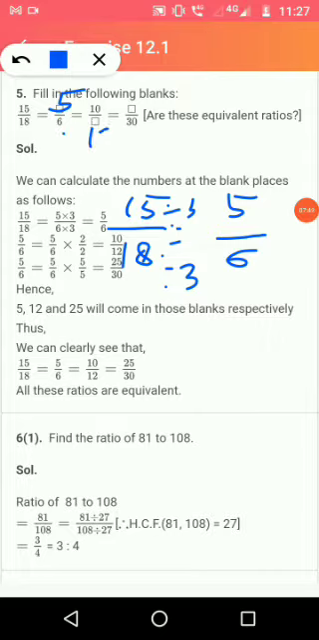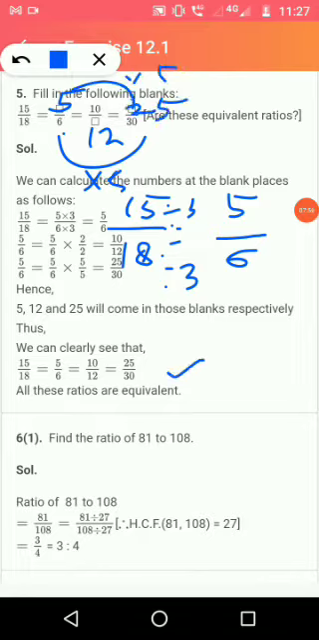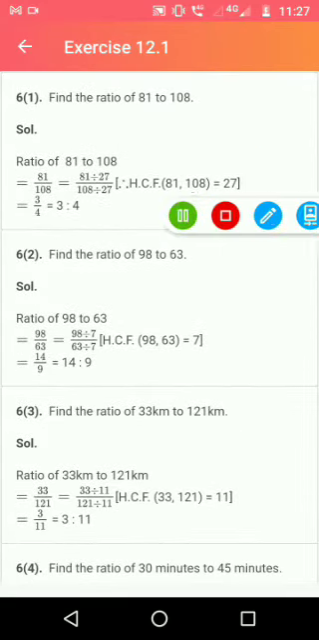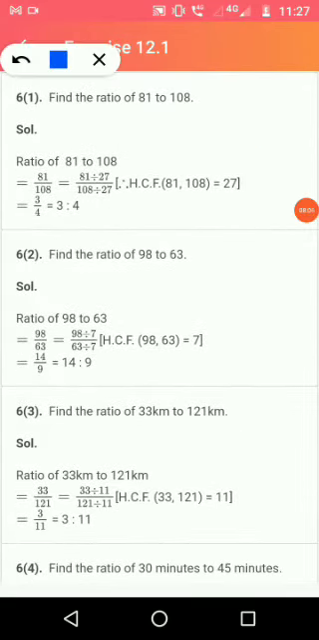6 into 2 is 12. Again 30, you see 6 into 5 is 30. So, 5 into 5 I will do, which is 25. So, here you have 5 by 6, 10 by 12 and 25 by 30. Alright. Next question. Find the ratio of 81 to 108.